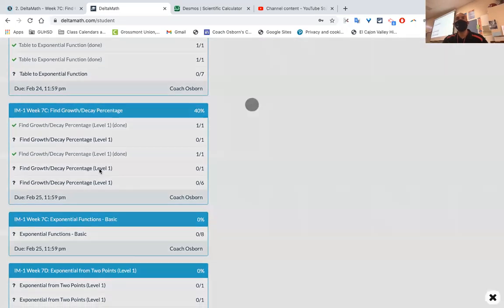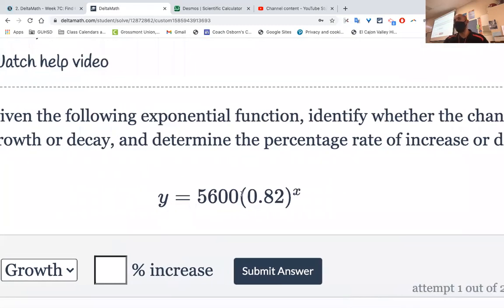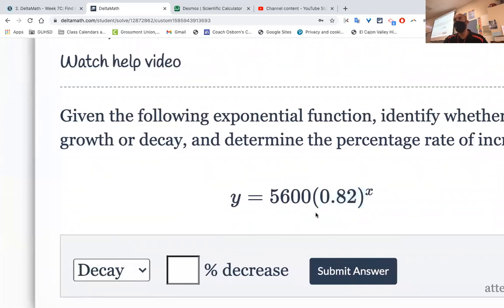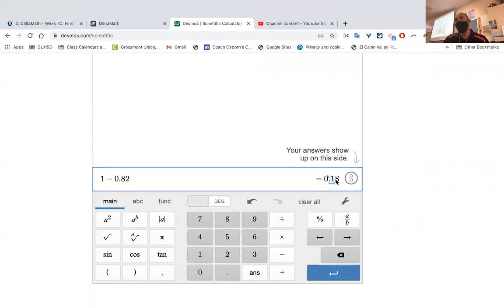All right, and I believe that the next ones will kind of be the same thing. So here, we're just looking at it, this would be a decrease or decay. Since that's less, now I do 1 minus 0.82. So real quick, you guys don't have to take notes on this one. 1 minus 0.82, you can see that is 0.18. And then what I'd want to do is now move that decimal 2 places, which will be 18.